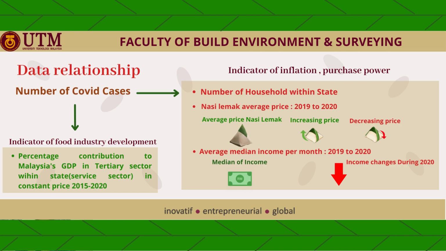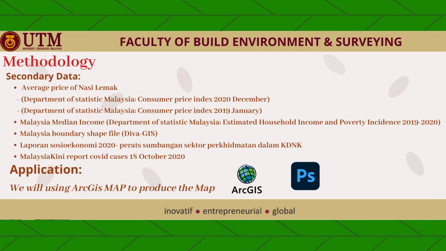We are using symbols of nasi lemak. The first symbol is for the average price of nasi lemak, the second symbol represents the increase in the price of nasi lemak, and lastly the third is for the decreasing price. Lastly, we are using the average median income per month from 2019 to 2020. For this symbol, we use the median income, and the down arrow is for the income changes during 2020.